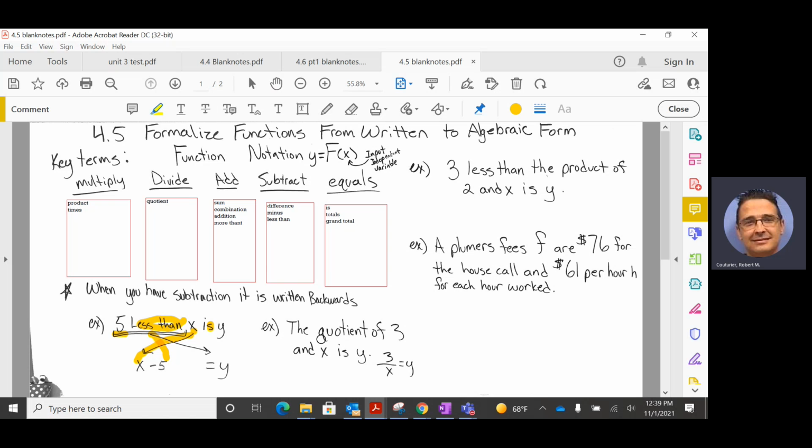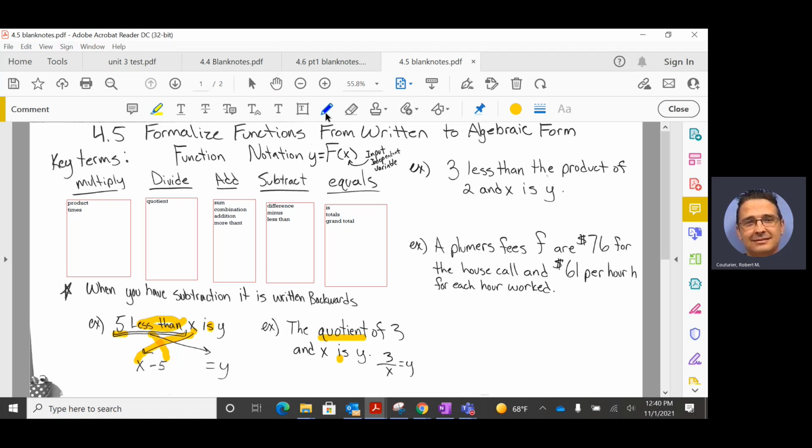Again, here's one of these. It's working with the special word quotient. Quotient means division. So the quotient of 3 and x is y. The quotient of 3 and the number x, so the division of 3 divided by x is y.